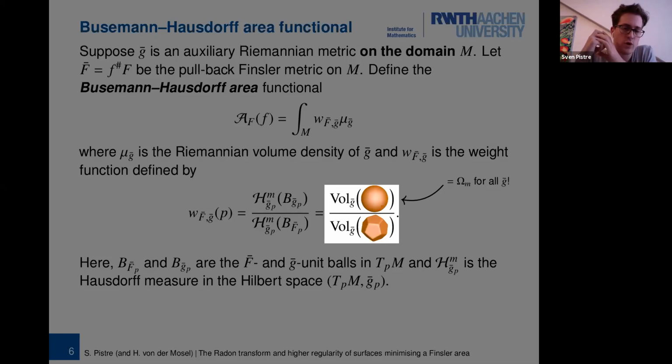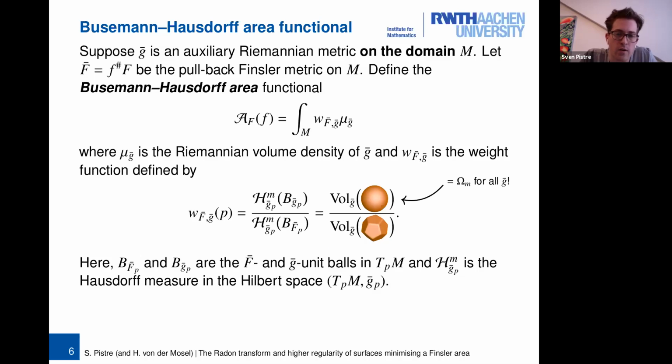So it's a ratio, and what you do is you compare at one point in the tangent space on the manifold. You take the Euclidean unit or the Riemannian unit ball, and you take the Finsler unit ball, and you compare the Riemannian volumes of the two. So that's why you have to take this auxiliary measure, so that you can measure the volume of these objects. And if you do that, then maybe you can see already that if the Finsler metric actually is Riemannian, which would mean that the norm ball at the bottom here is also a sphere, let's say it's the same metric as the auxiliary one, then this weight function is just 1, and the Busemann-Hausdorff area will reduce to the classical Riemannian area.